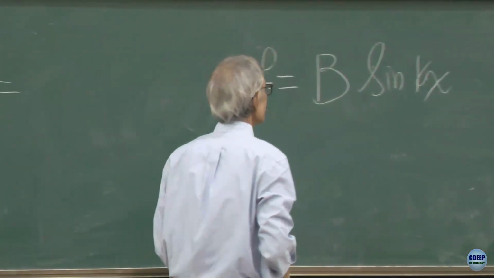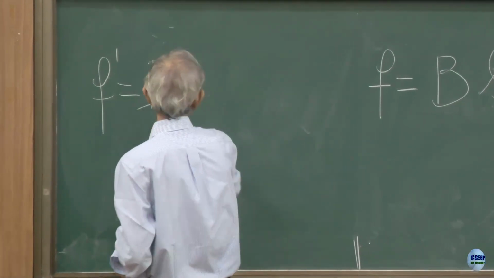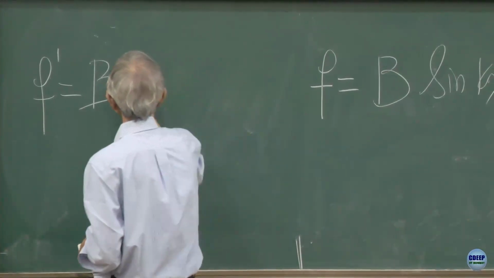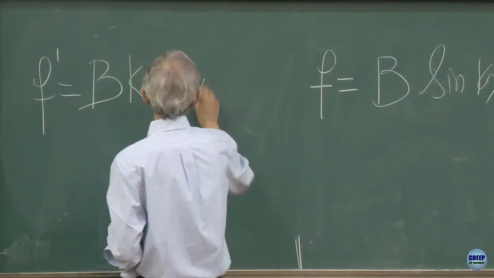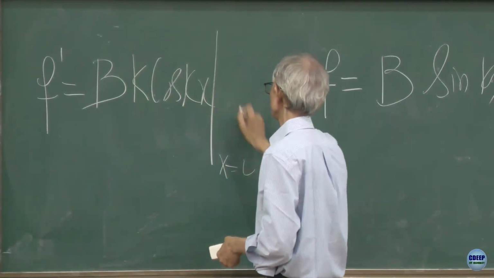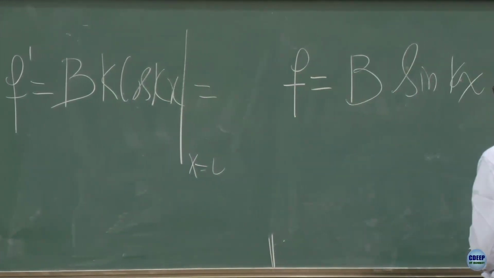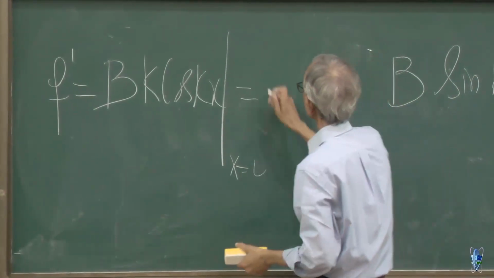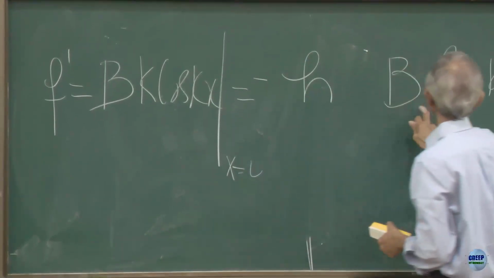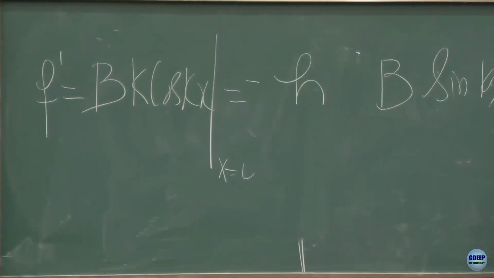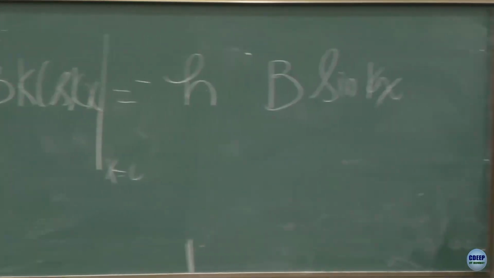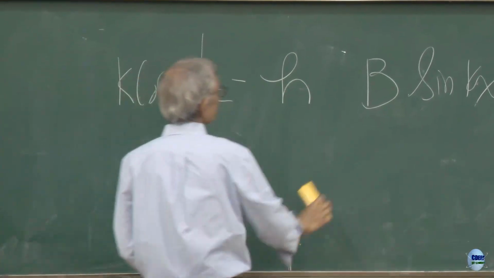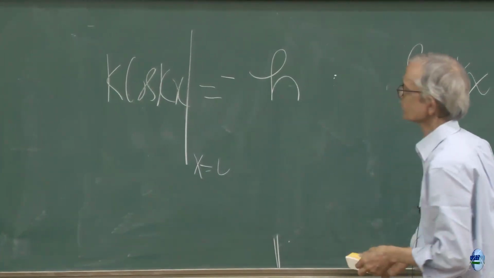So f prime becomes equal to b times k cos kx, and at x equal to L is equal to what? Minus hf. So that is minus h times b sine kx. Again, we are just doing algebra. So f prime is equal to this. So b is not equal to 0. What happens if b is 0?